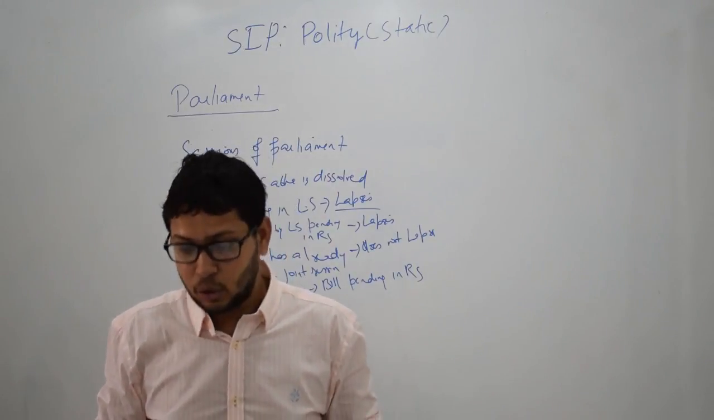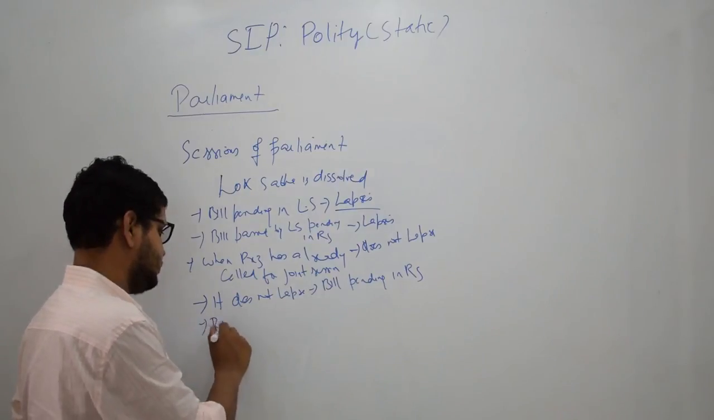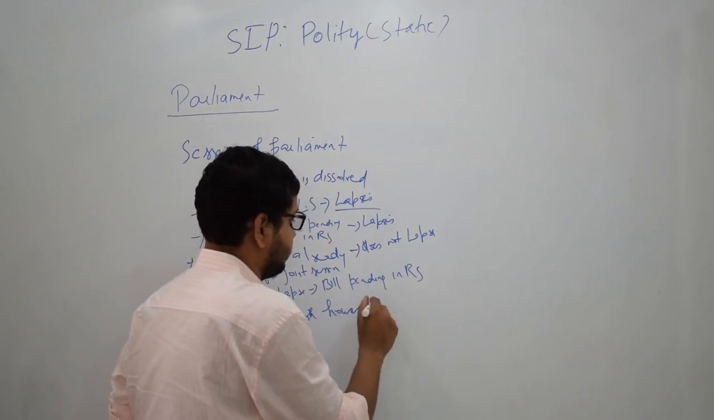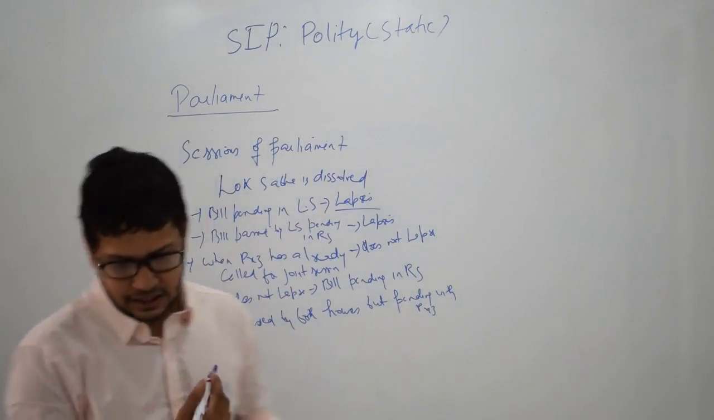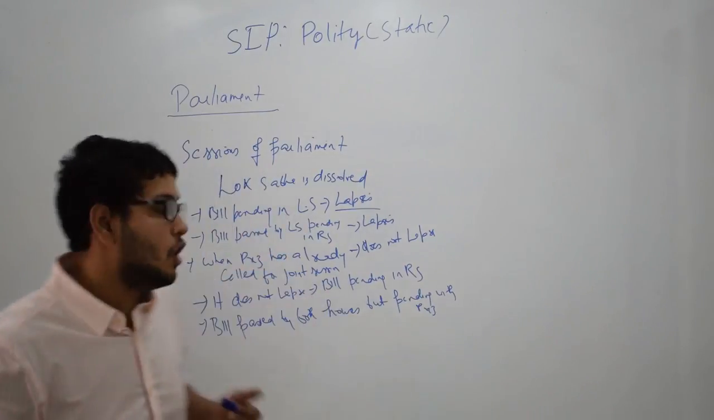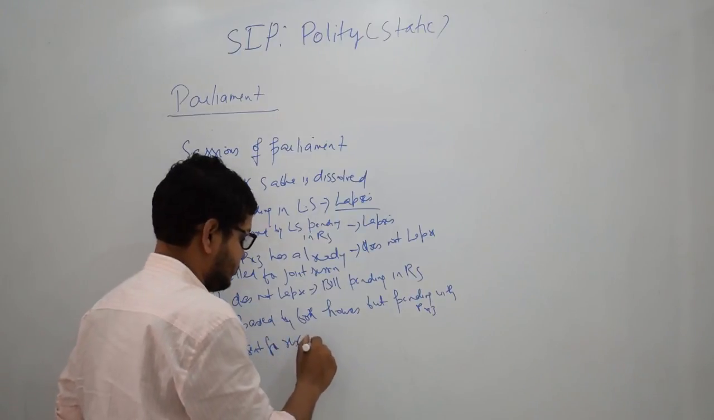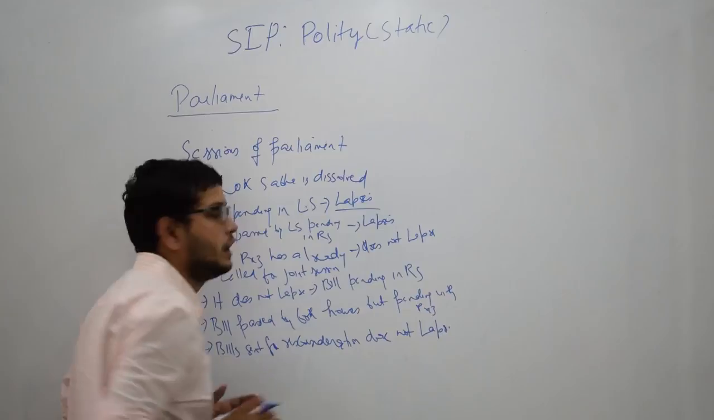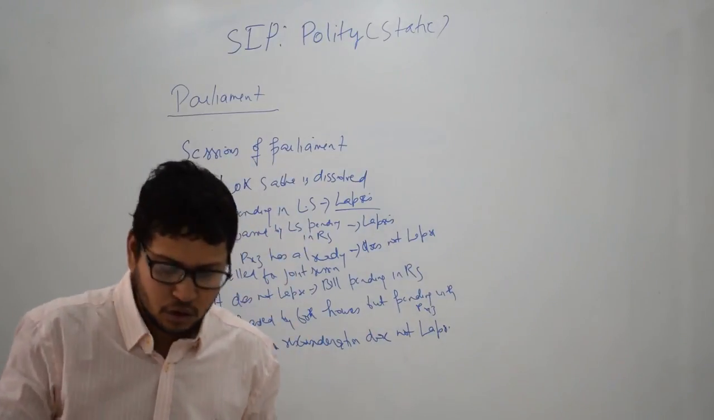Fifth is a bill passed by both houses of the parliament but pending the assent of the president. That also does not lapse. And sixthly, a bill passed by both the houses but returned by the president for reconsideration also does not lapse. These are the 5-6 conditions in which a question could be asked by UPSC, and I have explained it all, and now you don't need to look into the book.